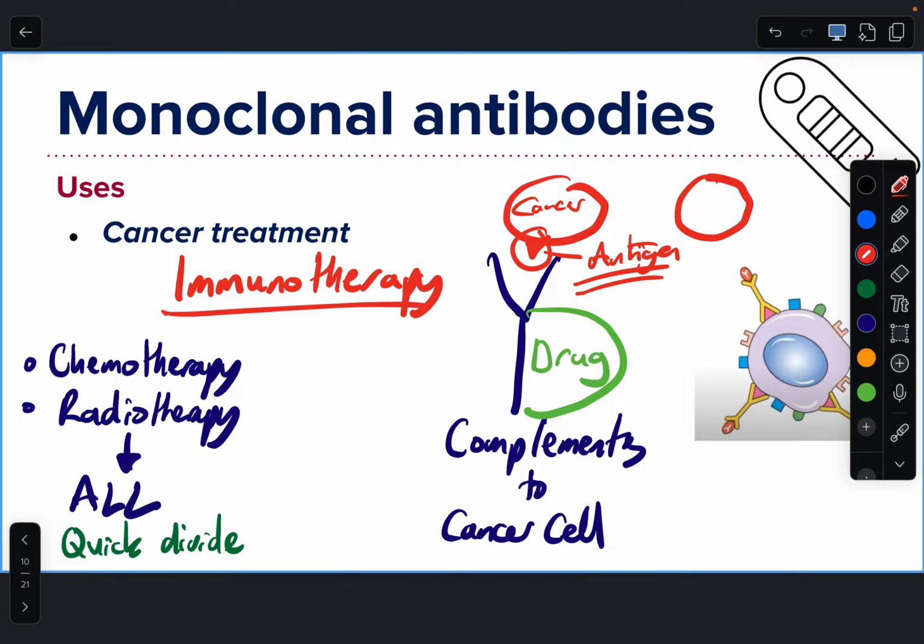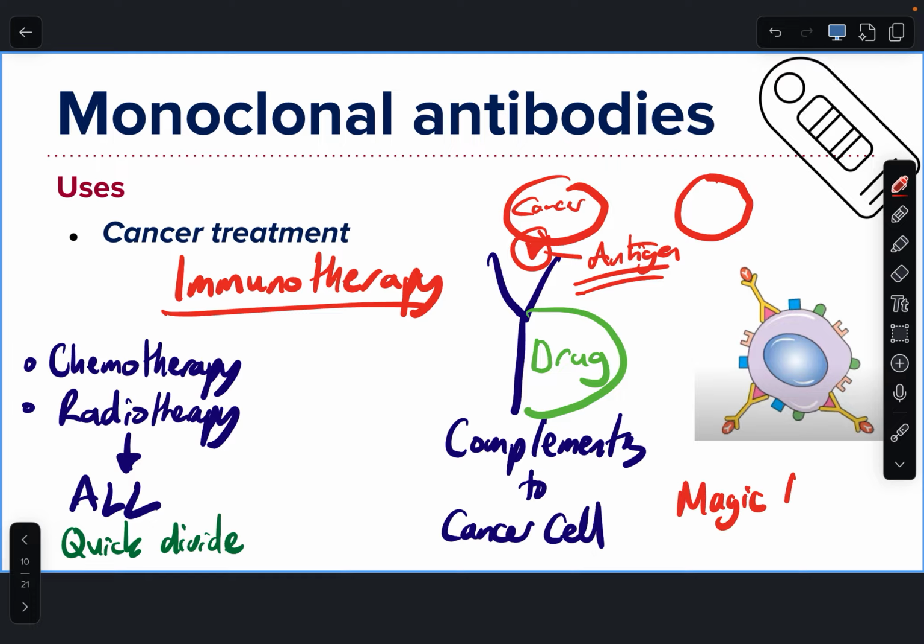The word they sometimes use to describe this type of treatment is a magic bullet. So just be aware of that colloquial term to describe this process, because it is literally magic and it's killing the cells you want to destroy. So that's a monoclonal antibody used in immunotherapy. That's one of the best uses of it now.